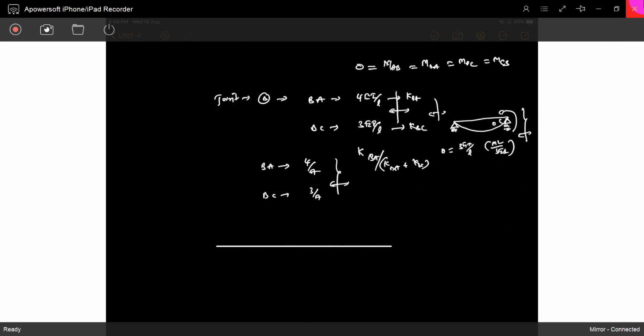Now we'll see how the problem is done. Very simple. It's B, it's A. You can write A as fixed. No need to mention the supports, but for visualizing, B has these stiffnesses. It is 3 by 7 and 4 by 7. These are the distribution factors. A is a fixed end. Now you can see.